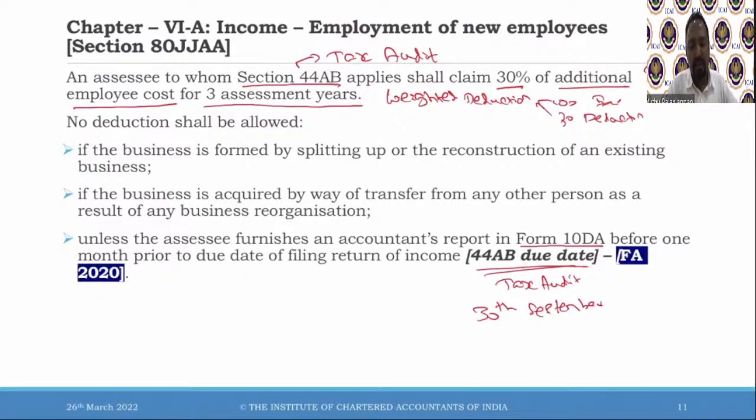So just remember it as 30th September. There is a detailed chapter to understand these dates and other things. So as of now, we'll keep it as 30th September.